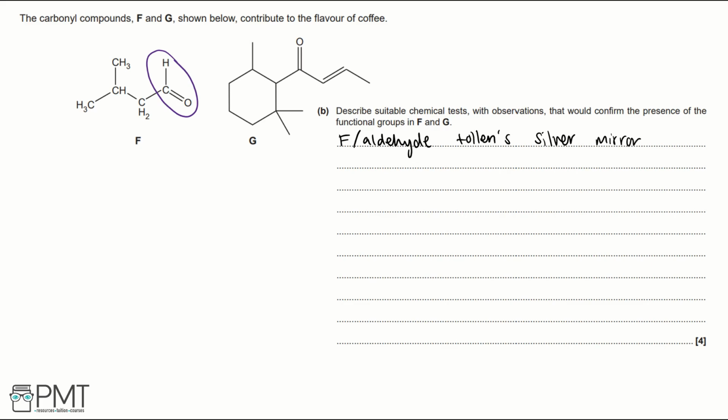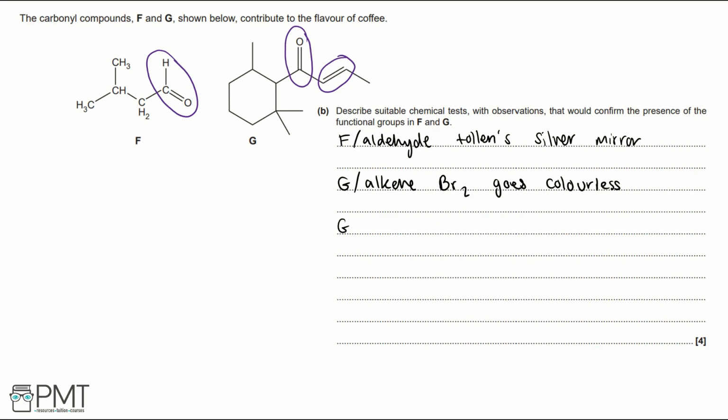So we write Tollens and the positive test that we would get with the aldehyde, which is a silver mirror. Then we need to look at the functional groups in G. So G has 2 functional groups. It has a ketone here and an alkene here. So if we start with the alkene, so G, the alkene, because that's the functional group we're going to look at first. The test for the alkene is bromine water, and the positive test with the alkene present is going to be discoloration, or it's going to go colourless.